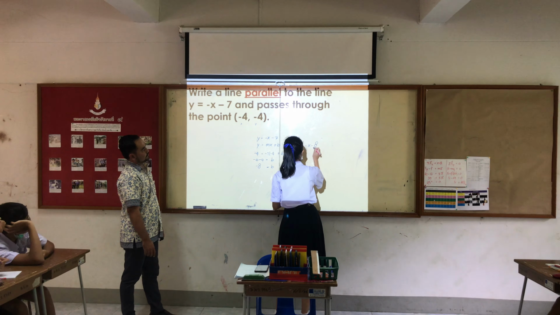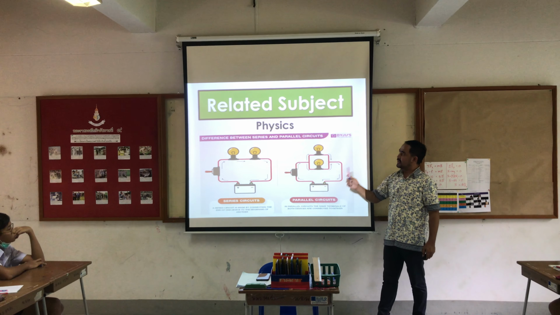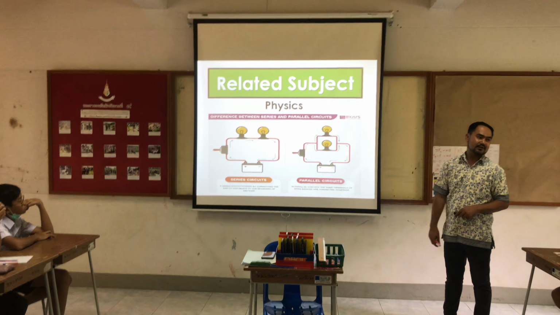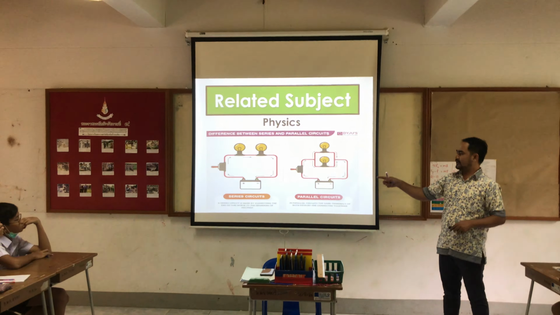So this is the series circuit. They are together in one line. Right? The light and the light together with this one. What will happen to the series if this one will be broken? Both will be broken, right? So that is series. While in a parallel circuit, if one is broken, the other one will still light, still on, right? So this is related to physics, which is the series circuit and parallel circuit.